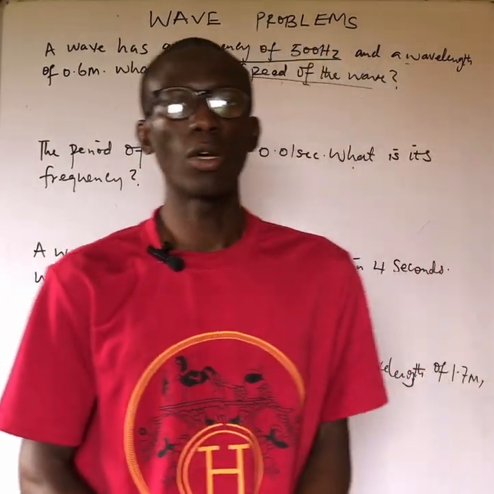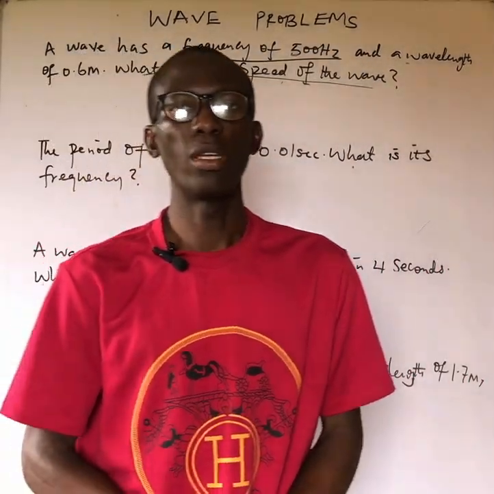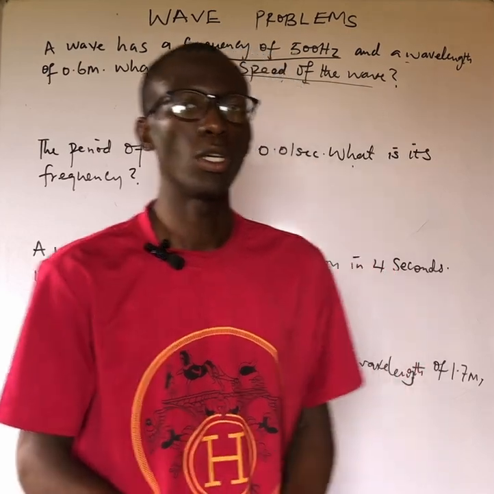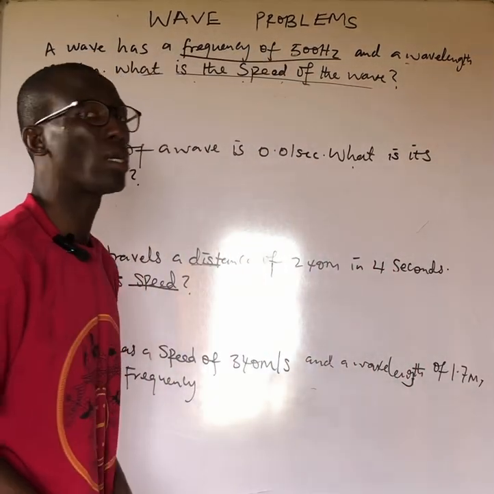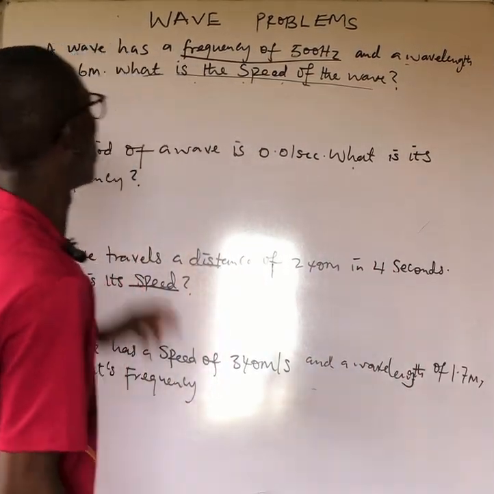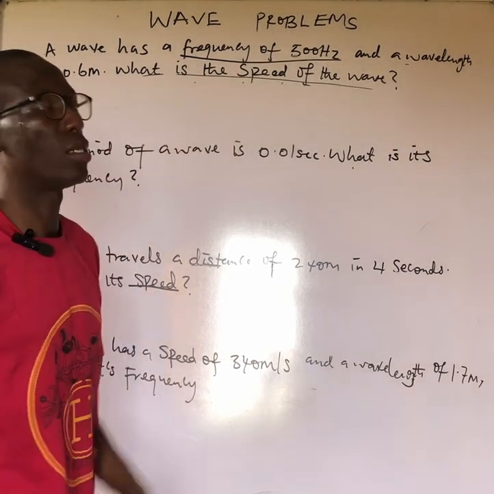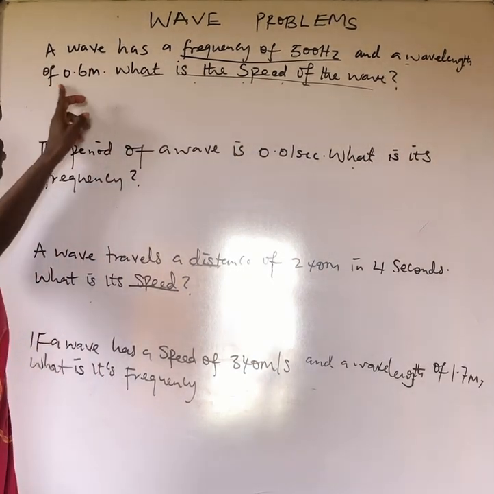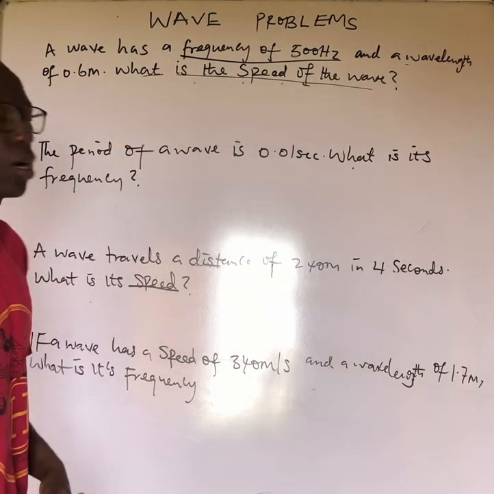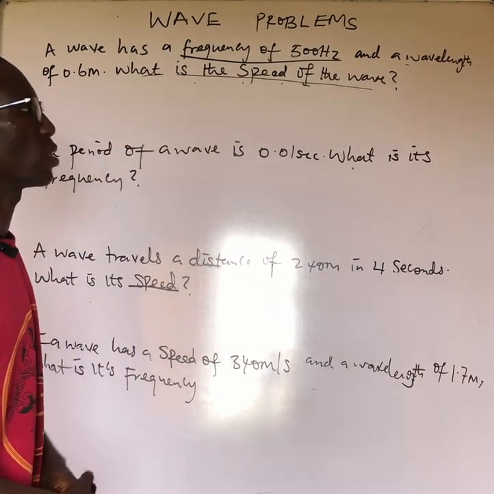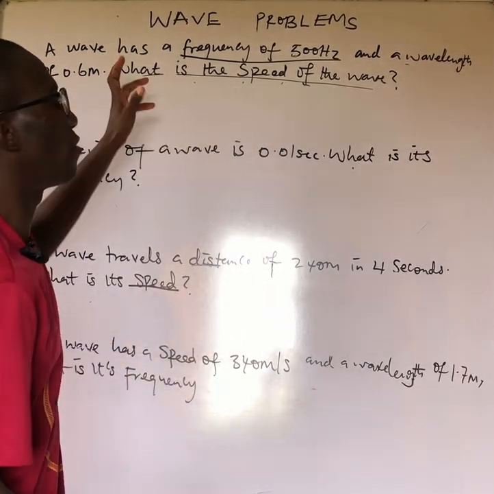Today we'll be solving some problems in waves. We have about 4 questions on the board that I'll be looking at how to solve. Alright, we have the first one. A wave has a frequency of 500 Hz and a wavelength of 0.6 meter. What is the speed of the wave? And then we have other questions on the board. So we'll be starting with the first one.